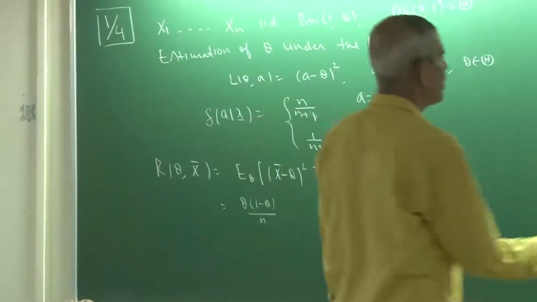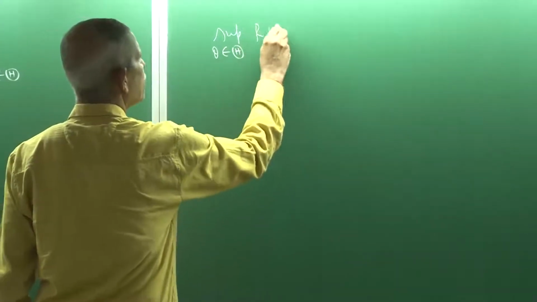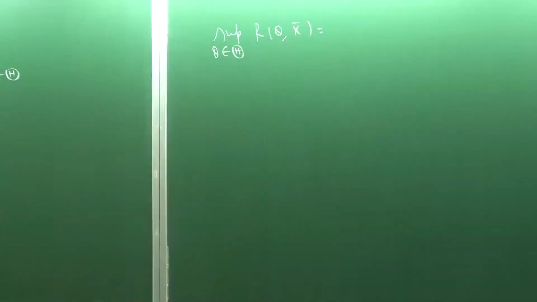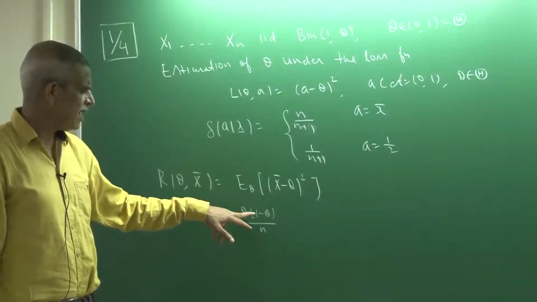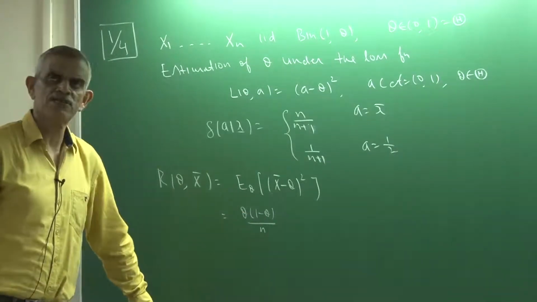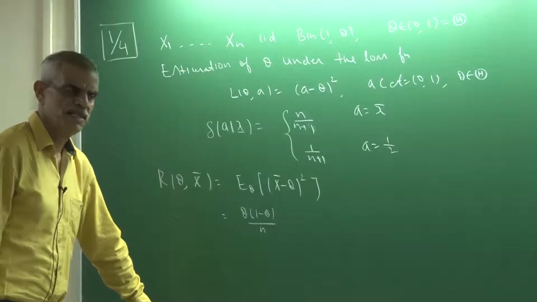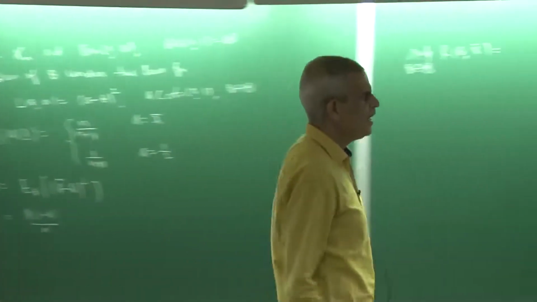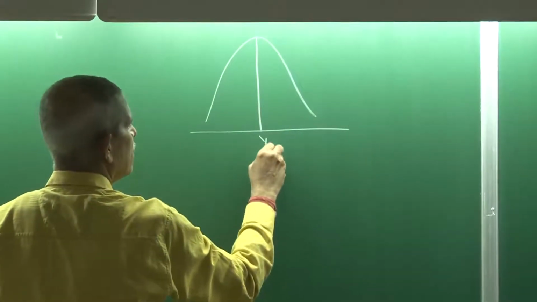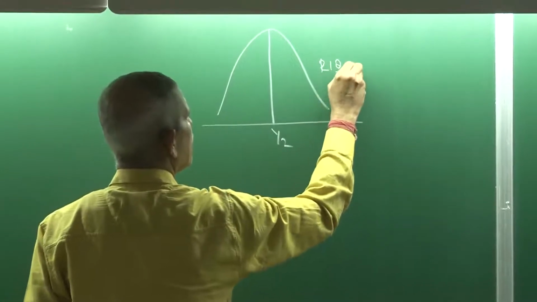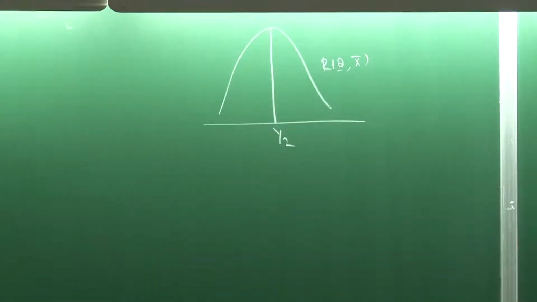So what is the supremum over theta belonging to capital Theta of R(theta, x bar)? What is the supremum of theta into (1 minus theta) when theta is between 0 and 1? You can see theta into (1 minus theta) is theta minus theta square, so the derivative is 1 minus 2 theta. That is positive if theta is less than half. So it is increasing for theta less than half and decreasing for theta greater than half. So the supremum would be attained at theta equal to half, which is nothing but 1 upon 4n.